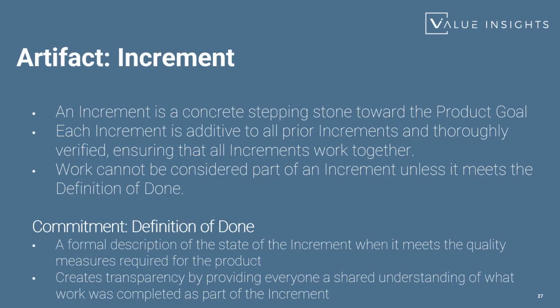Last but not least, in terms of official artifacts in Scrum, you have the increment. An increment is a concrete stepping stone towards a product goal. Every increment that the team is producing should be additive to all previous increments. And it needs to have been tested and verified to make sure that all increments can work together. So anything produced by the team should be able to work with what was previously developed. And work cannot be considered part of an increment unless it meets the definition of done.